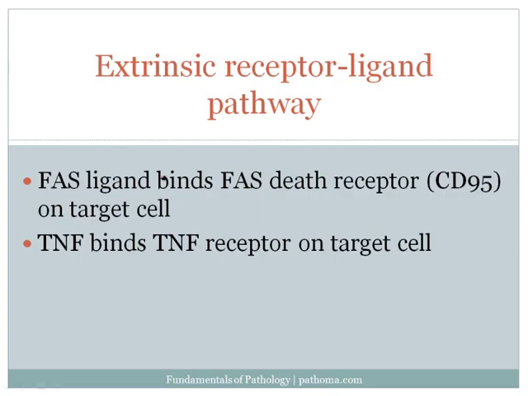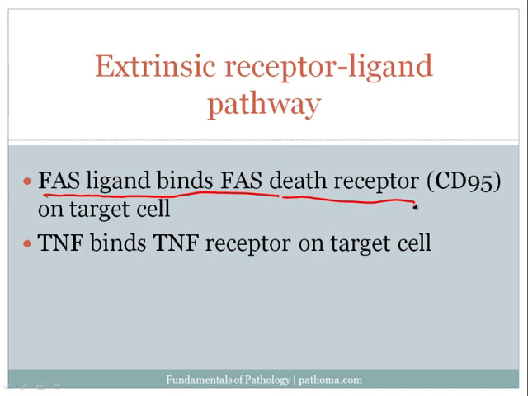The next way by which apoptosis can be activated, or in particular the caspases can be activated, is the extrinsic receptor ligand pathway. The basic idea here is that something from the outside world binds a receptor on the cell, which then activates apoptosis. And the classic example, and the one that we should focus on, is Fas ligand binding Fas death receptor on the target cell.